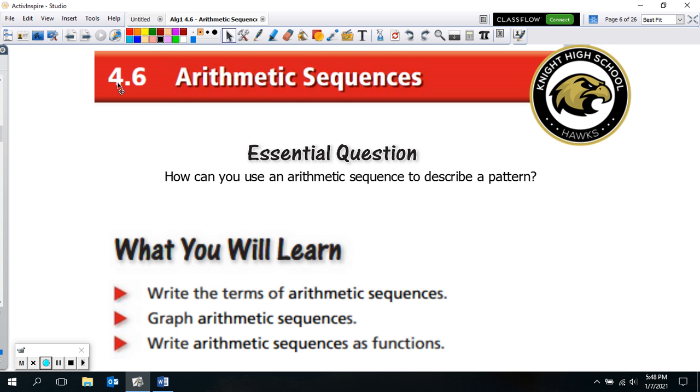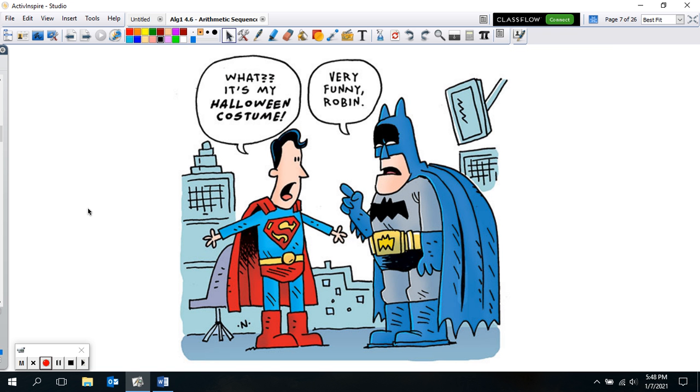So let's first just get into our little cartoon. So it's a Halloween one here. What? It's my Halloween costume. Very funny, Robin. Batman doesn't like the fact that Robin dressed up as Superman.